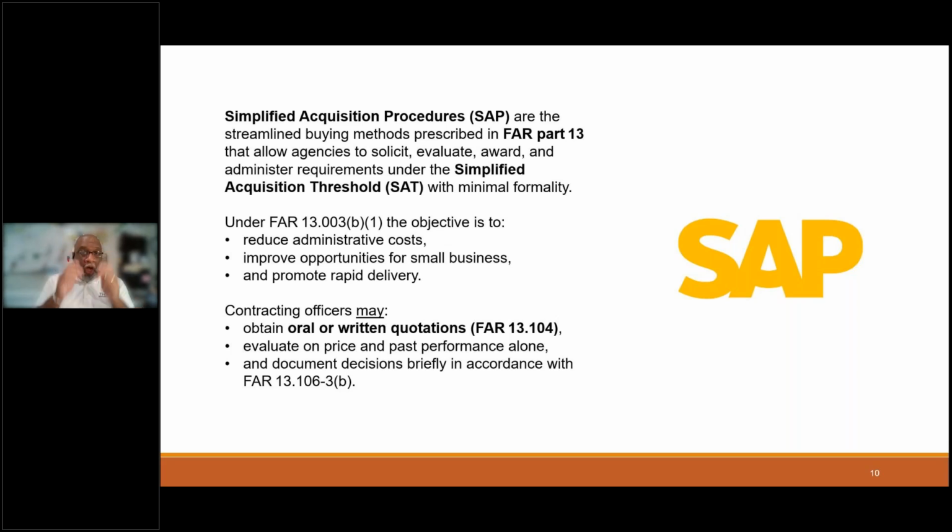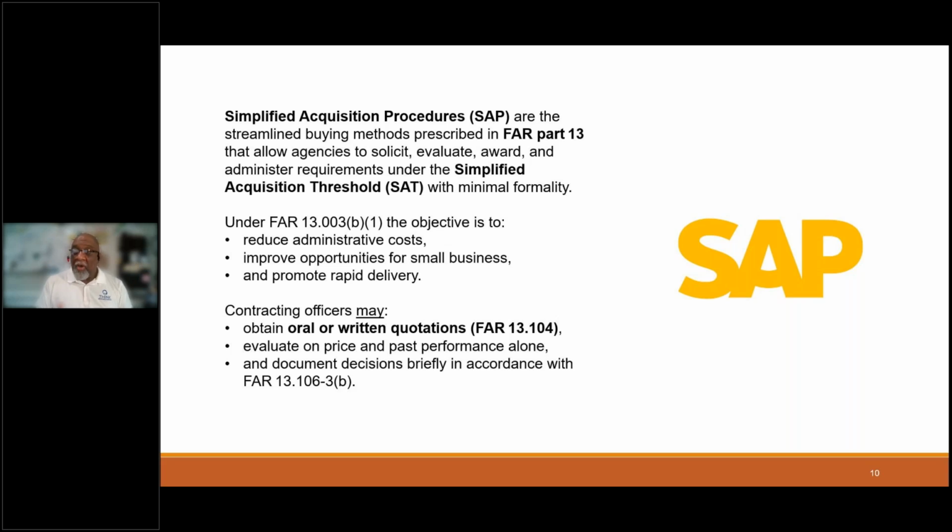Once contracting officers have a procurement under the threshold, they have lots of strategies, lots of opportunity, lots of discretion. That's probably the word I was looking for. Lots of discretion in how they perform and evaluate small purchases in this area. They can use oral and written quotations. They can evaluate on price and past performance alone, only those two characteristics. And there is limited documentation.